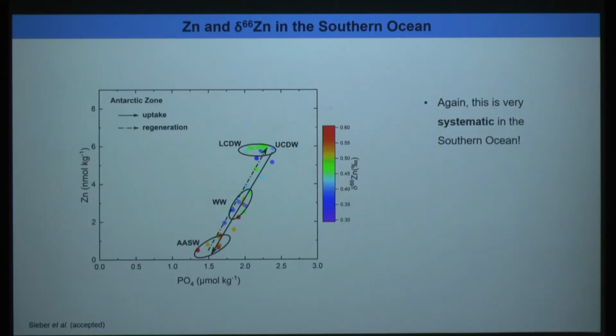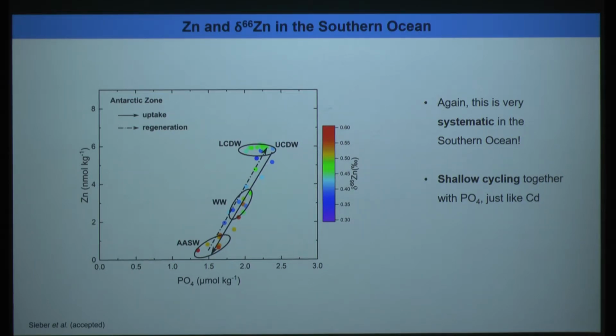So again, if we look at this for the whole Southern Ocean, for this whole Antarctic zone, this looks fairly similar to what I just showed you for cadmium. Again, this is zinc, this is phosphate, colored for isotopes. And you can see the surface waters that are low in zinc show the heavy values, while below, the deeper values are a bit more colorful, not such a nice rainbow scale within the plot here, but the deviations are much smaller. So again, this is very systematic.